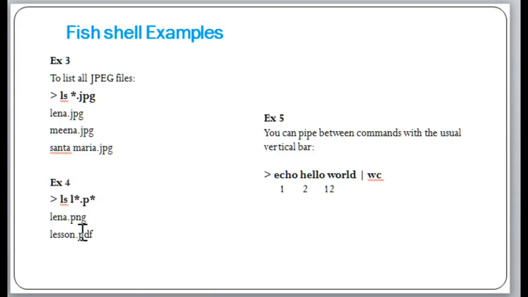End with the .p and start with the .p. Okay, just like this. And we can pipe just like we did before. We can say echo hello world and give us a word count. One line, 2 words, 12 characters. So fish shell is nice, and it works just the same as much as the other shells do.